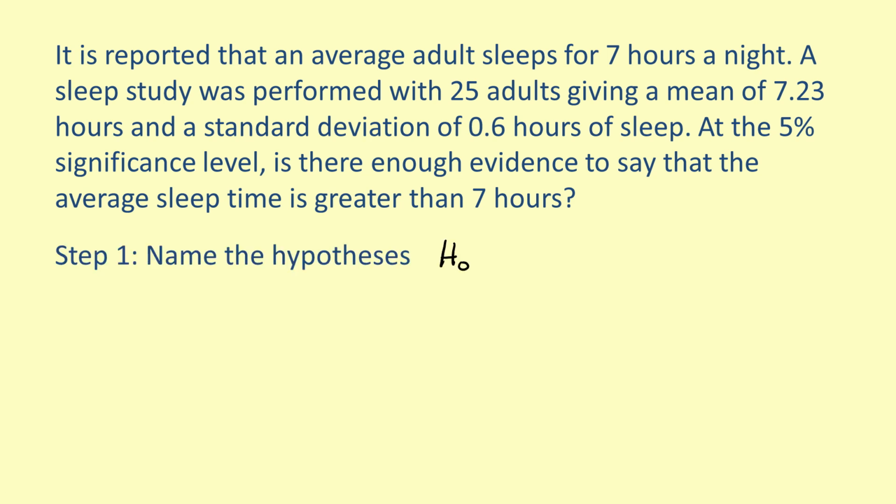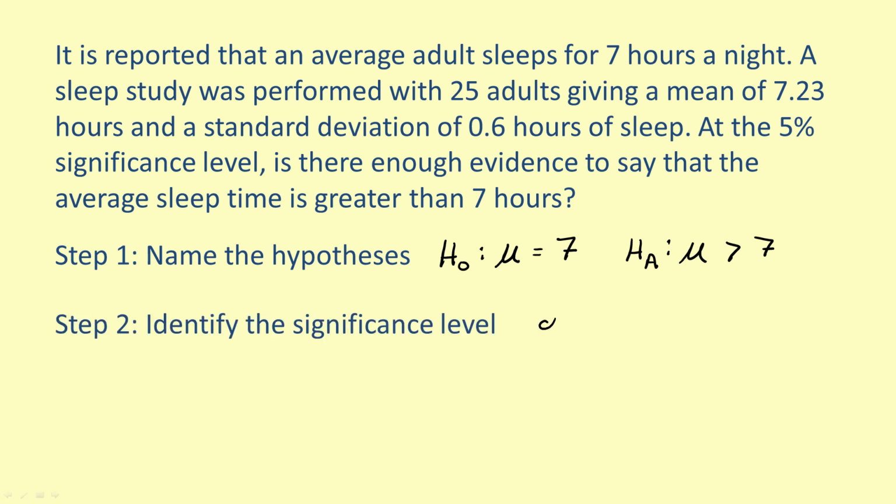The null hypothesis is that the population mean is 7 hours. The alternative hypothesis is that the population mean is greater than 7 hours. Next, identify the significance level, alpha, which is given in the problem statement as 0.05.